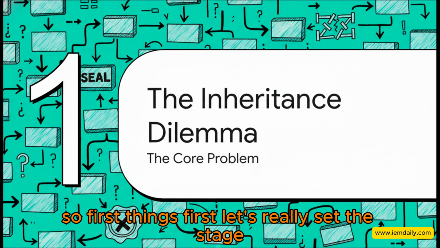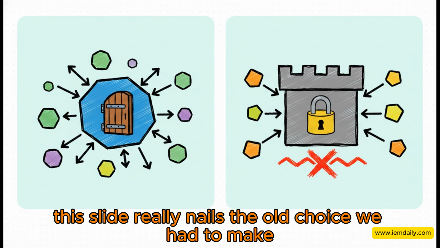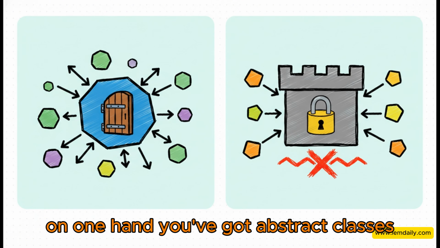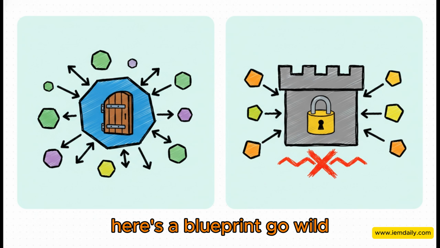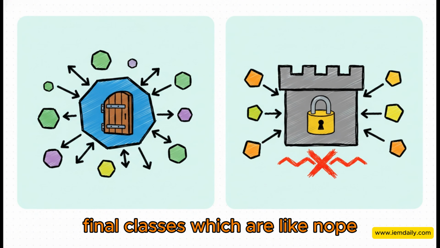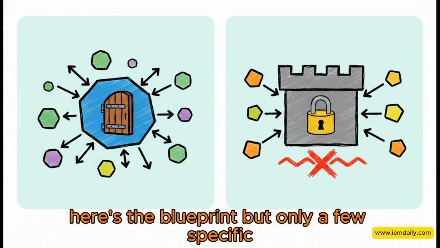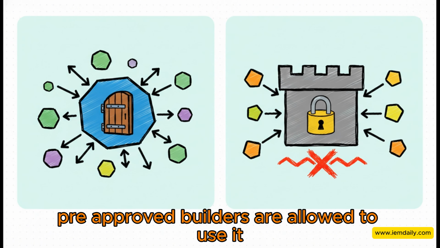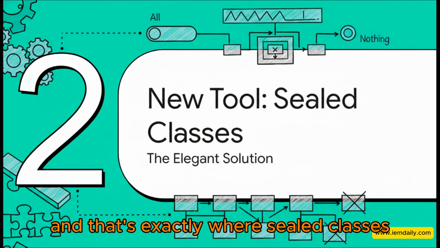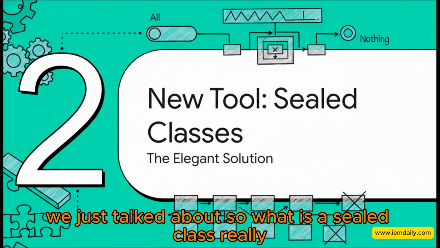Okay, so first things first, let's set the stage and look at the core problem that sealed classes were built to solve. This slide really nails the old choice we had to make. On one hand, you've got abstract classes. You're basically saying, hey, here's a blueprint, go wild. Anyone can build on this. And on the other hand, final classes, which are like, nope, this is the finished product, don't touch it. We were always missing a way to say, look, here's the blueprint, but only a few specific pre-approved builders are allowed to use it. And that's exactly where sealed classes come into the picture. They are the perfect solution to that all or nothing problem we just talked about.